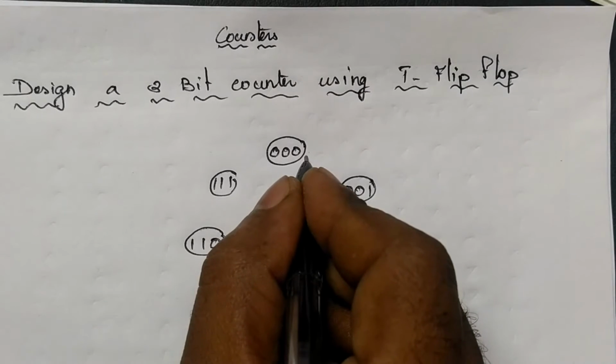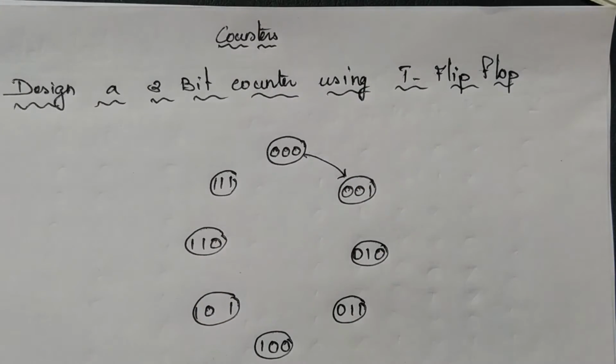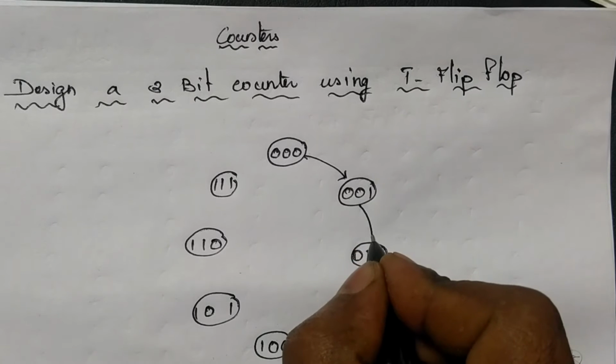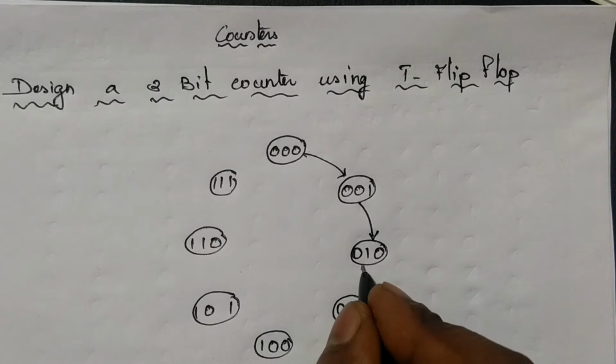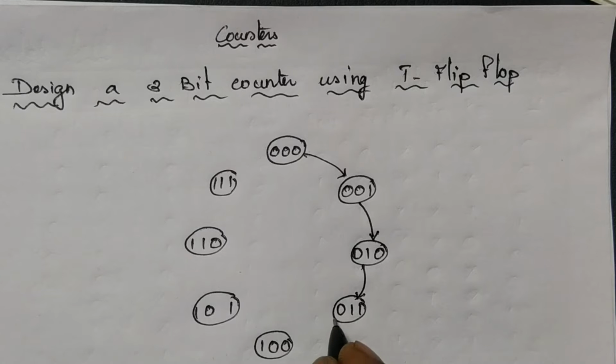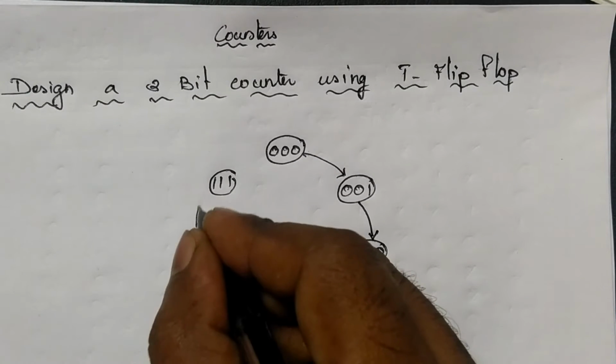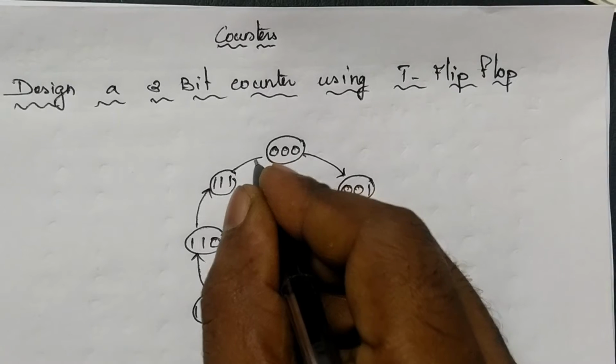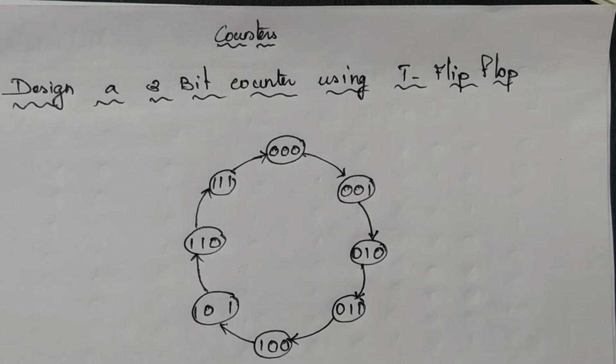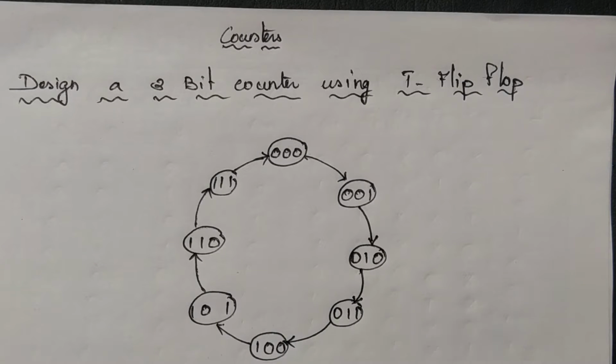Okay, so from 0, 0, 0 its next state value is 0, 0, 1. From 0, 0, 1 its next value 0, 1, 0, then 0, 1, 1, then 1, 0, 0, 1, 0, 1, 1, 1, 0, 1, 1, 1. Finally it again starts from 0, 0, 0. So this is the state diagram for the 3-bit counter. Therefore, first we need to go for the excitation table for T flip-flop.